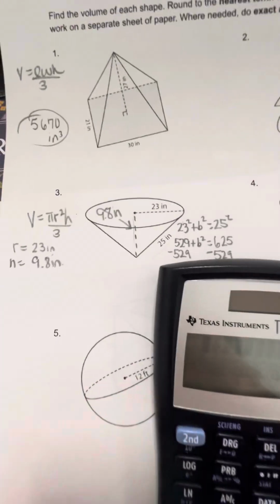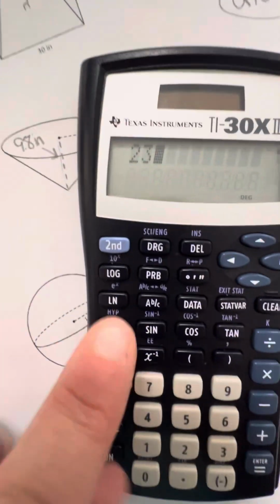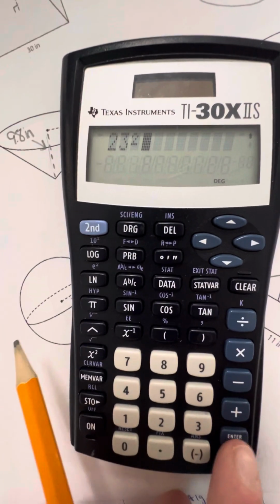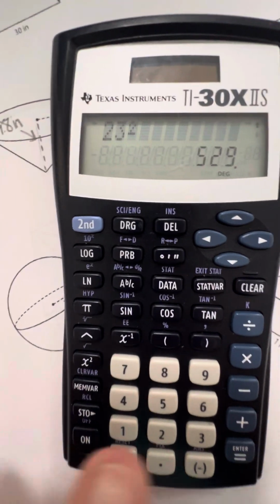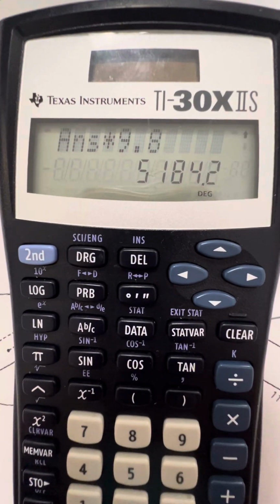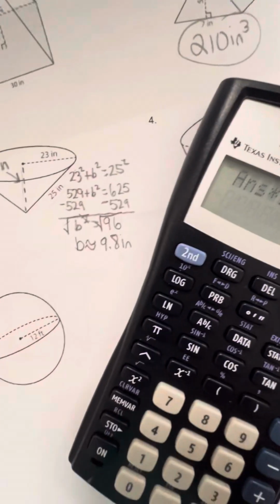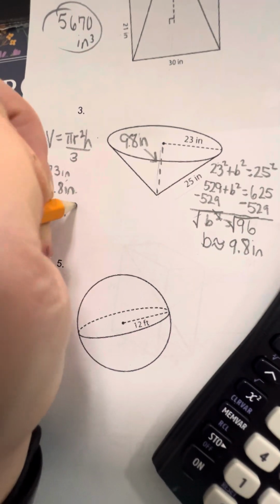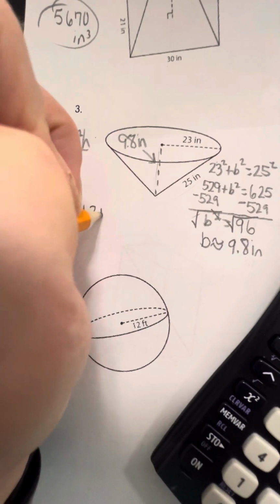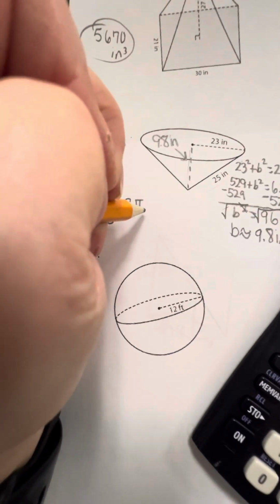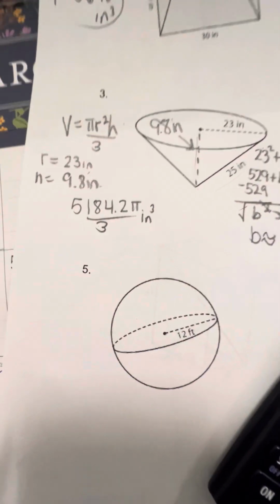So we're going to do r squared first. So r is 23. As you can see on my calculator, 23, and then we're going to hit this x squared. That's 23 times 23. You get 529. Then we're going to multiply it times the height, which is 9.8, and we get 5,184.2. And then we have pi next to that. So I'm just going to write that part down. So you have 5,184.2 pi divided by 3. That would be considered my actual answer. So again, I haven't hit the pi button yet, and this is in inches cubed.